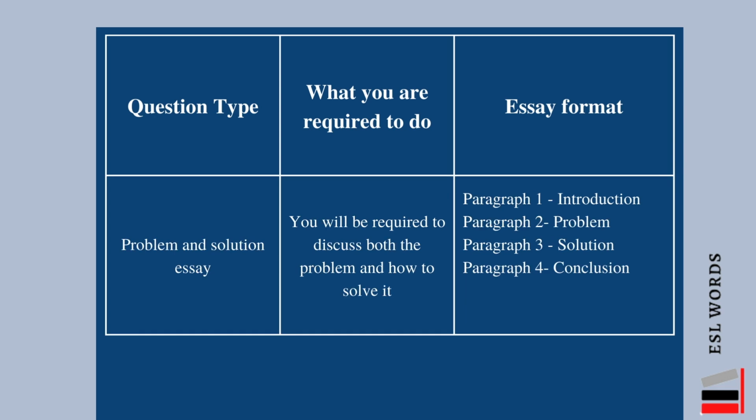Another type of essay question you may get is a problem and solution essay. In this type of essay, you are required to discuss both the problem and the solution you have come up with. So for this type of essay question, you should start with an introduction in the first paragraph, followed by a problem in the second paragraph. The third paragraph should be your solution, followed by a conclusion in the fourth paragraph.